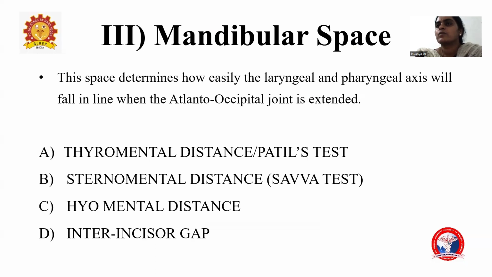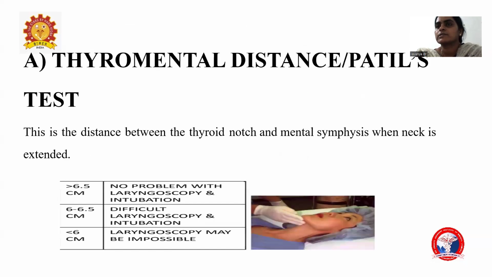Next, the third one is the mandibular space. This space determines how easily the laryngeal and pharyngeal axis will fall in line when the atlanto-occipital joint is extended. It includes four tests: thyromental distance or the Patil test, sternomental distance or the Savva test, hyomental distance, and the interincisor gap. Thyromental distance, or the Patil test, is the distance between the thyroid cartilage and the mentum when the neck is extended.